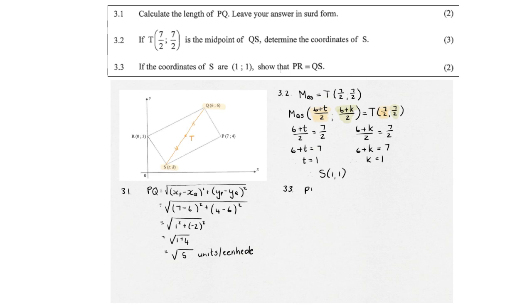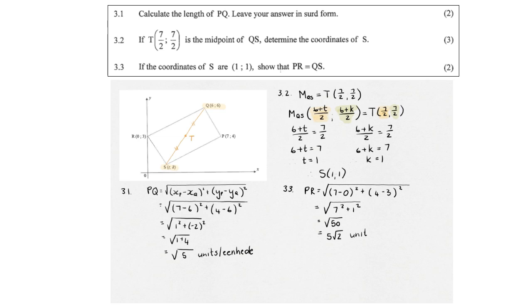That is equal to the square root of the difference in x-coordinates of the 2 points squared plus the difference in y-coordinates of the 2 points squared. So this is equal to the square root of (7 minus 0) squared plus (4 minus 3) squared. This simplifies to the square root of 7 squared plus 1 squared. That's equal to the square root of 50. And this simplifies to 5 square root 2.